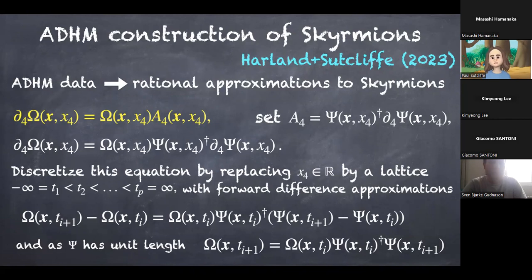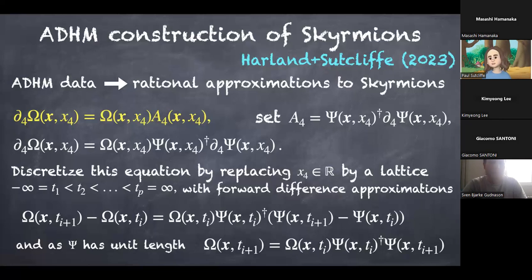So I'll just replace all the derivatives. There's a derivative on both sides. Let me replace it by a simple forward difference approximation at a lattice point. And then I can use the fact that psi has unit length to see that one of those terms on the right-hand side is a psi dagger psi, and that becomes a 1, and then that cancels with the term on the left-hand side. So once you discretize, this lattice equation says, down at the bottom right, that the omega at the next lattice point is the omega at the previous lattice point multiplied on the right by something that involves psi.